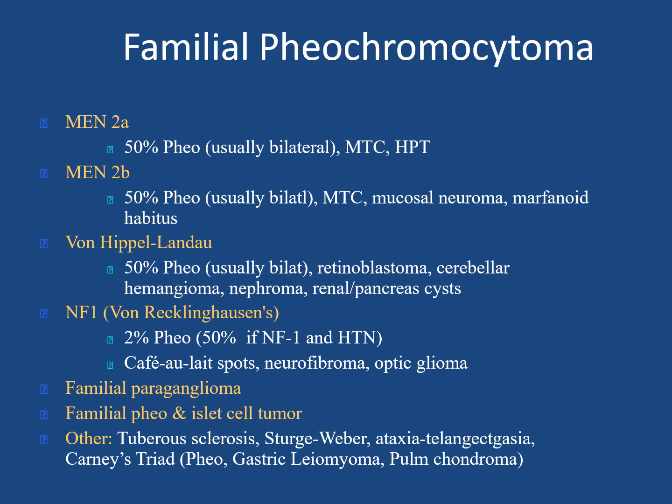pancreatic cysts. Then comes neurofibromatosis 1, in which there are cafe-au-lait spots, neurofibromas, and optic gliomas. Then there is the term familial paragangliomas, as we discussed in the previous slides, and there could be familial pheochromocytomas and islet cell tumors. There are many others like tuberous sclerosis, Weber's, ataxia telangiectasia, Carney's triad, which includes pheochromocytoma, gastric leiomyoma, and pulmonary chondromas at the same time.